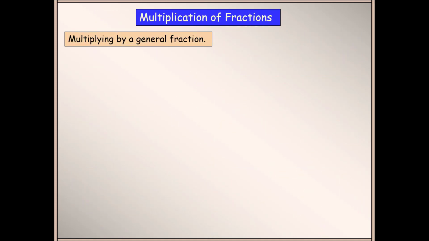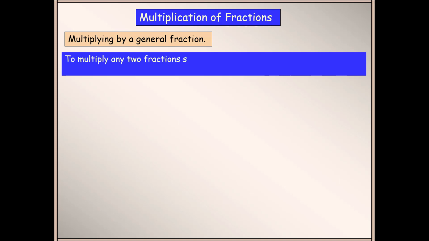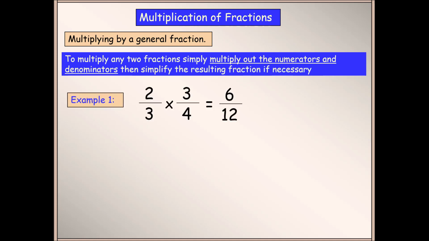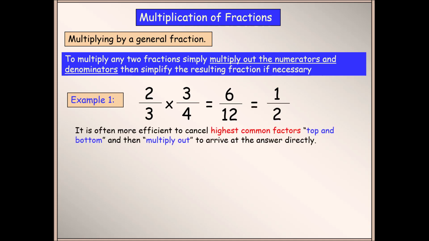Multiplication of fractions. In general, to multiply any 2 fractions, simply multiply out the numerators and the denominators and then simplify the resulting fraction. Let's look at this example. We know this is 6/12, which is a half, but there's often a more efficient method. We can cancel the highest common factors, top and bottom, or in the numerator and the denominator, and then we can multiply out to arrive at the answer directly.